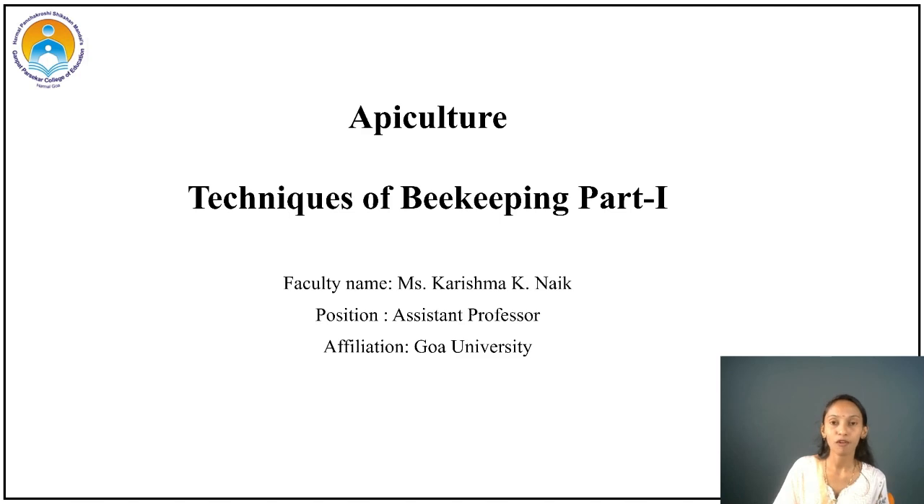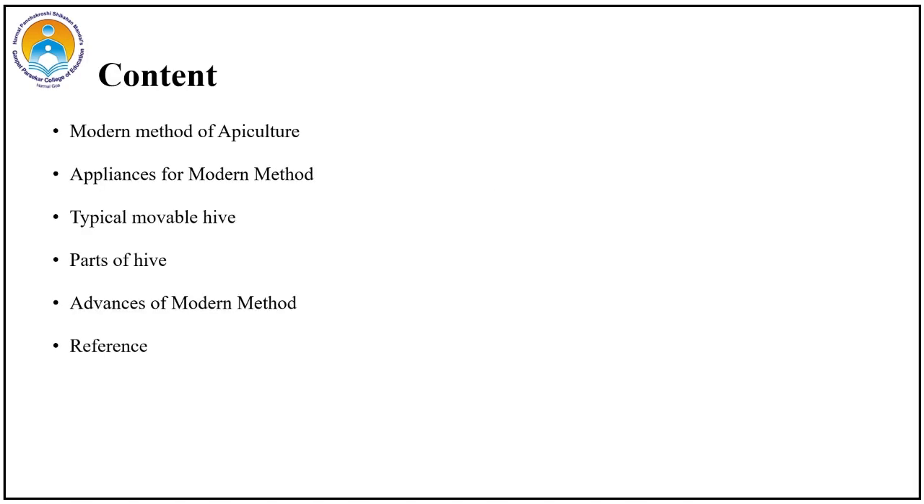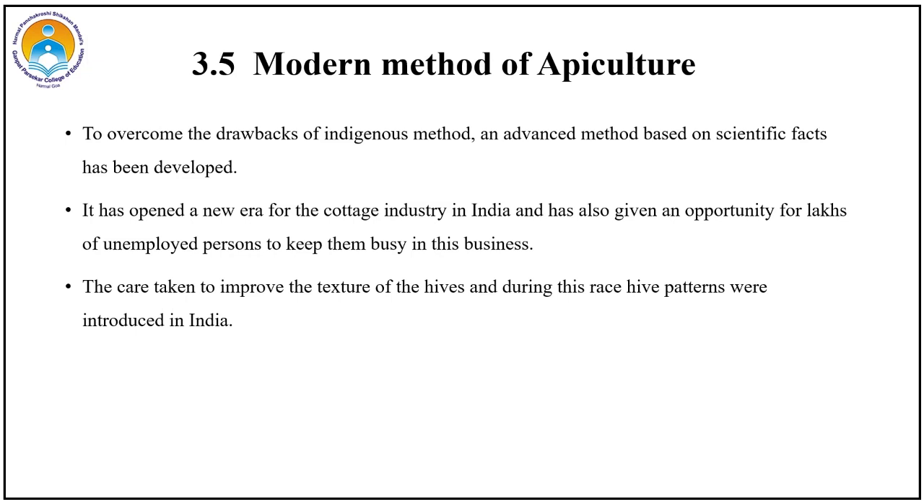The name of my course is Apiculture and the module name is Techniques of Beekeeping Part 1. This module is a continuation of the earlier module. In this module, we are going to study the modern method of apiculture, the appliances for the modern method, typical movable hive, parts of hive, advances of the modern method, and references. Now let's talk about the modern method of apiculture.